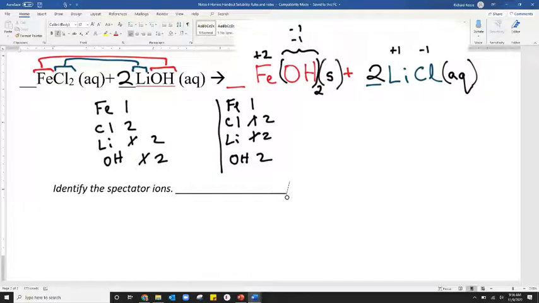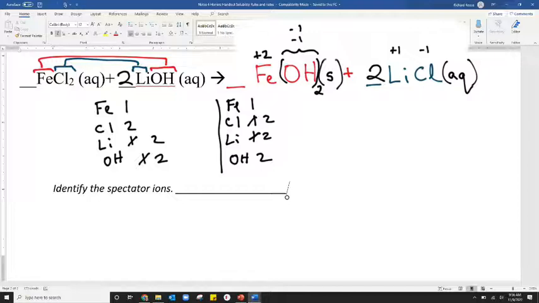And I'm almost done. I have to do the spectator ions part now. But the most important things I've just done. Predicted the products, found out one of them is going to be insoluble. Once I did that, I focused on charges of individual compounds first. And then the last thing I did was to put coefficients in.